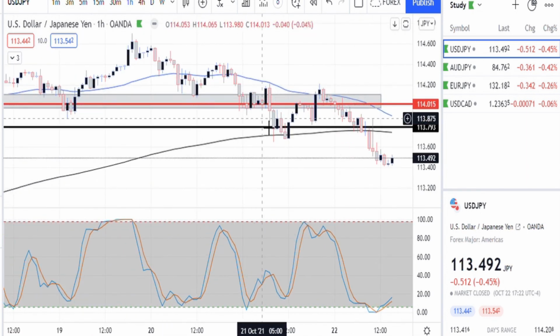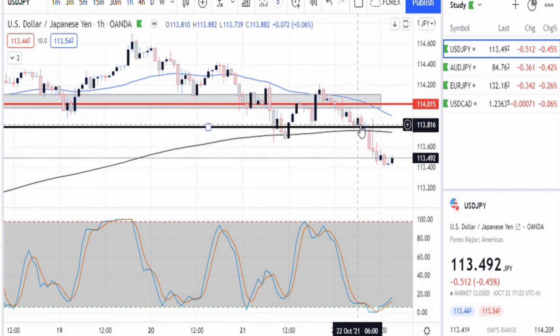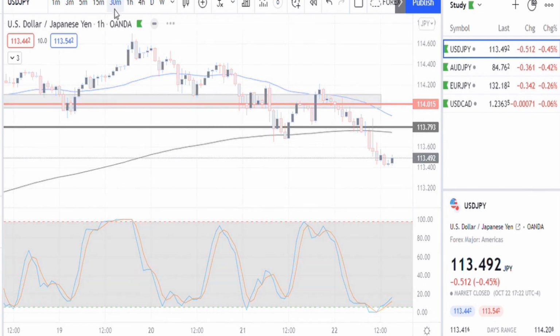You got a break, which explains another tight TP. A very tight TP. So let's go ahead and go all the way to the 30-minute and let's see what we see there.